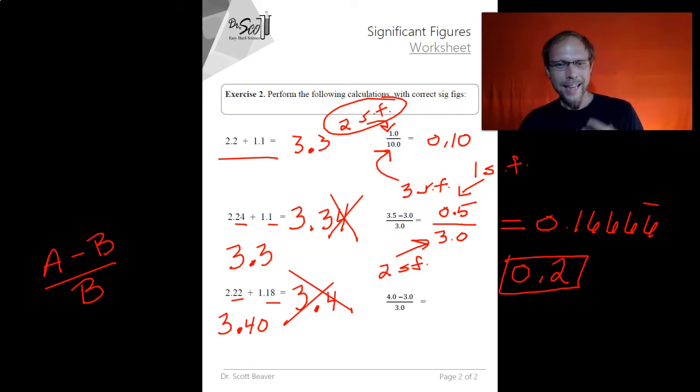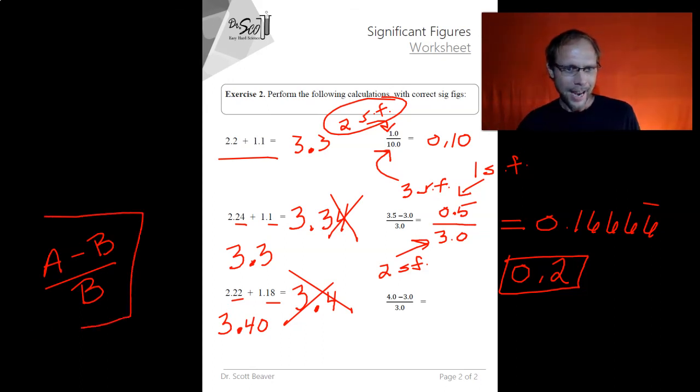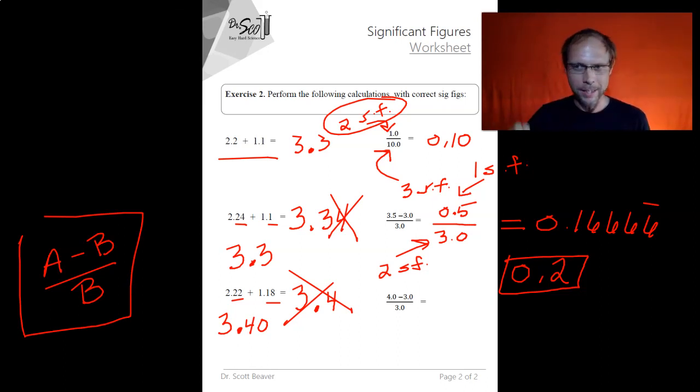And note that we started with numbers. 3.5 has 2 sig figs. 3.0 has 2 sig figs. We start with numbers that have 2 sig figs. Our answer has 1 sig fig. We've destroyed a significant figure, and that's what can happen when you see this type of expression, A minus B over B. You're actually supposed to, quote, destroy these sig figs, start with 2 and end with 1, sometimes when you see this.